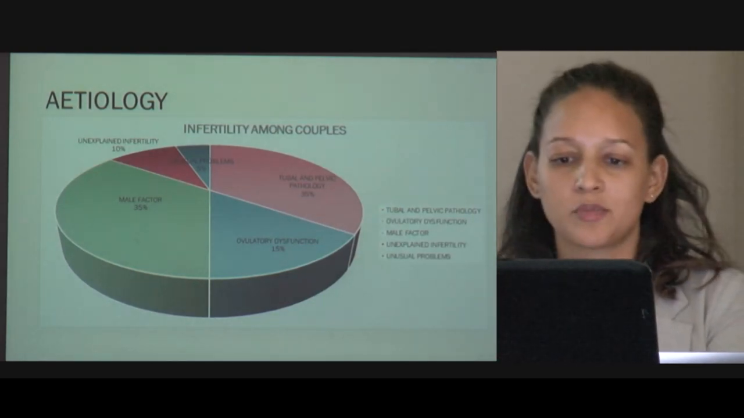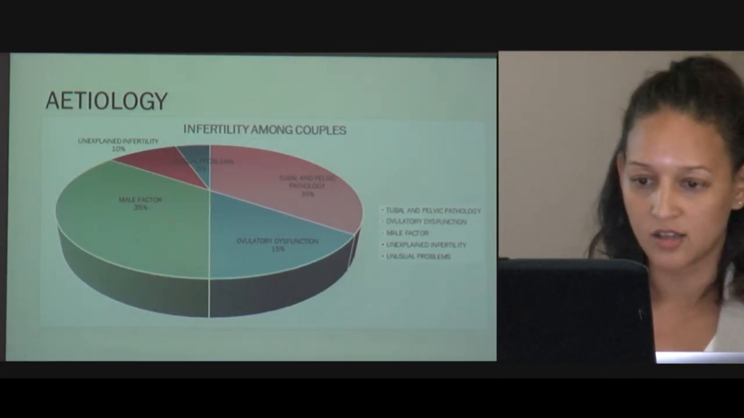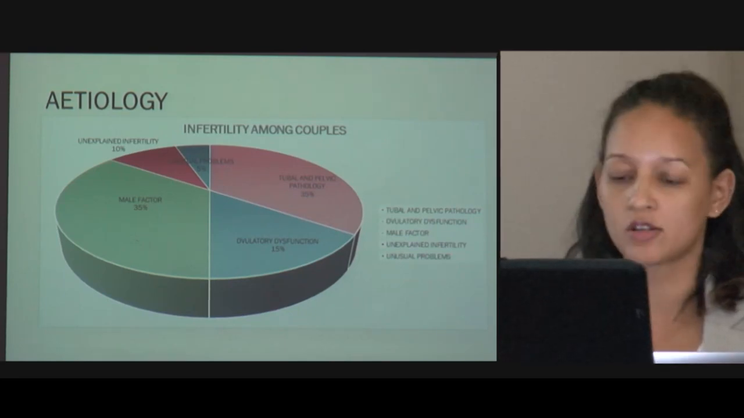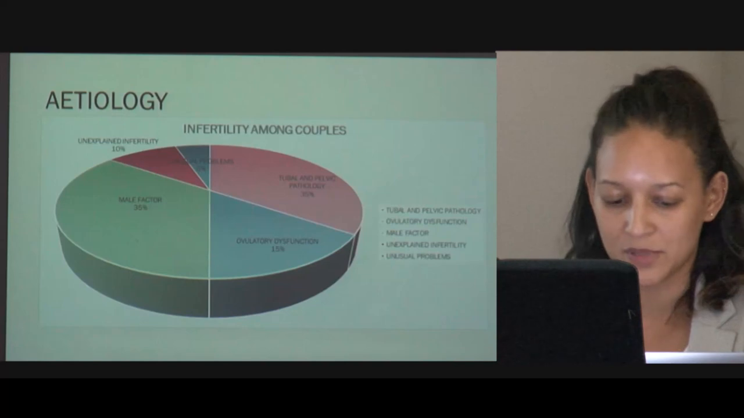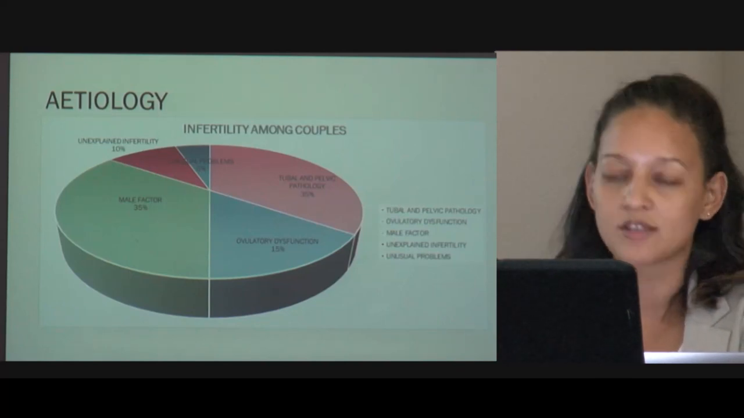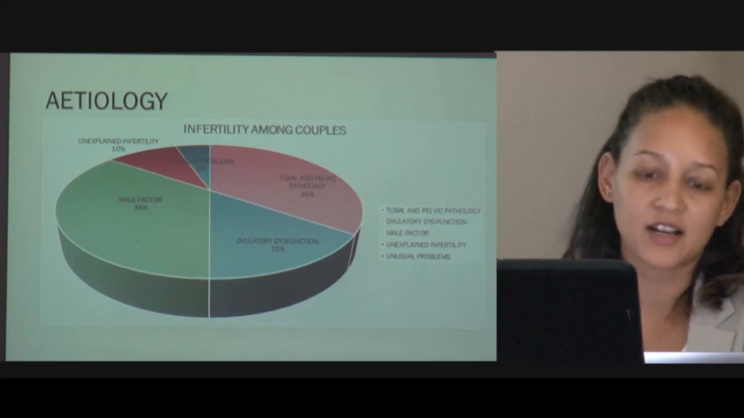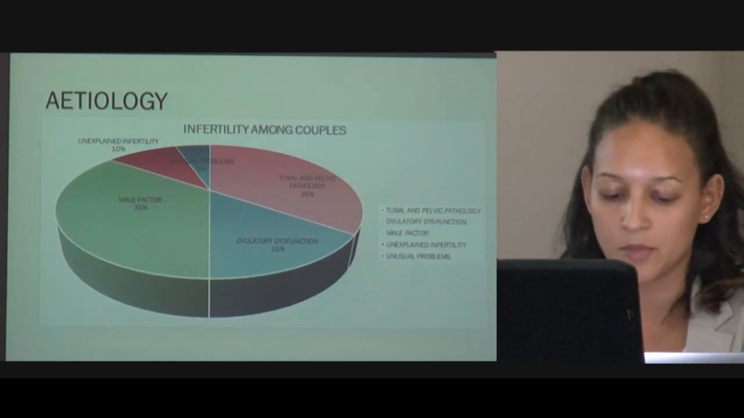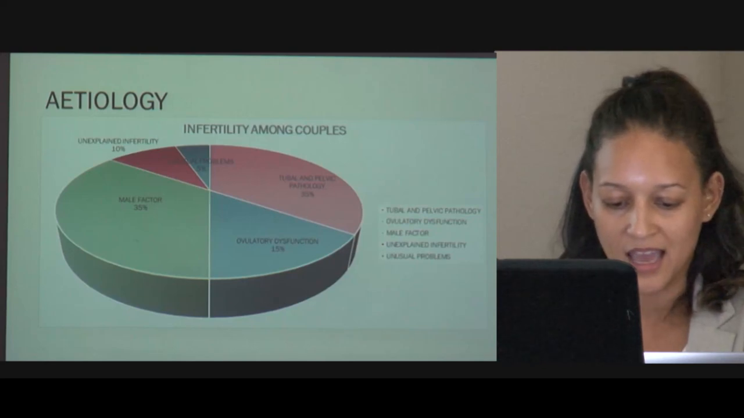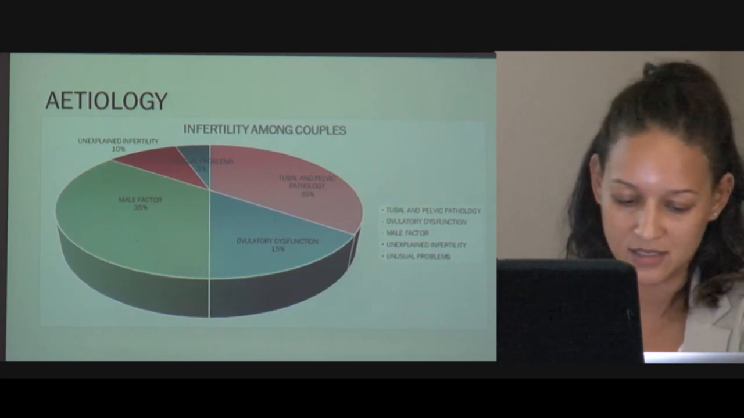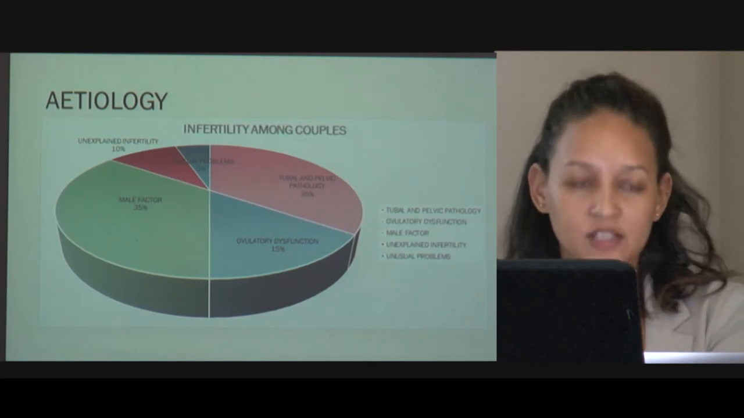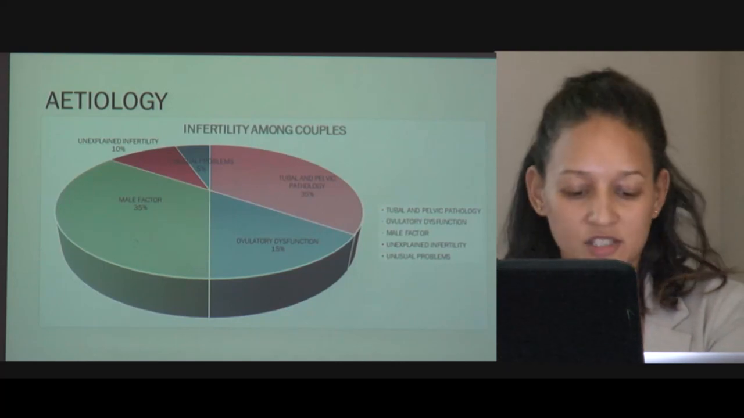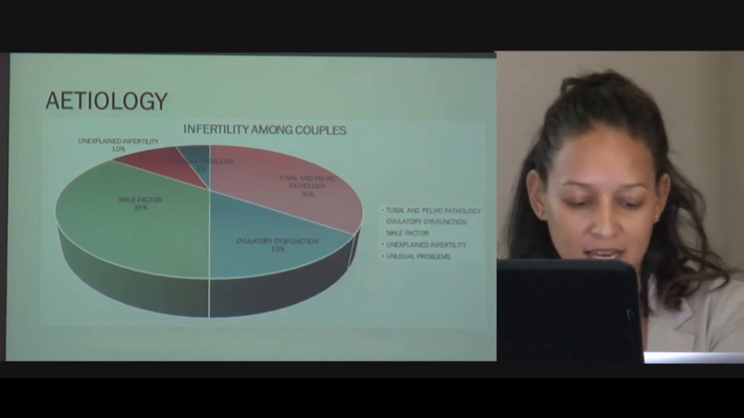This is a pie chart just depicting the etiology of infertility. Among infertile couples, male infertility accounts for 35% and female infertility accounts for 65%. Dysfunction caused by tubal factor infertility is the most common cause of female infertility and the focus of this presentation. The diagnosis of tubal factor infertility can be established by a combination of clinical suspicion based on patient history and confirmed with diagnostic tests.